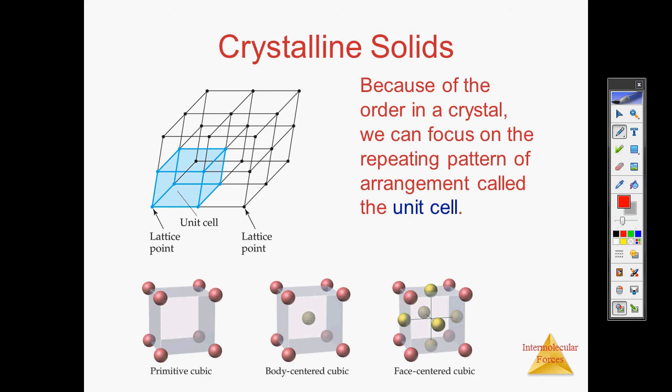Very simply put, a primitive cubic just has atoms on the corners. A body-centered cubic is going to have an atom in the middle, plus atoms on the corners. And then a face-centered cubic is going to have atoms in the middle of each face, along with the corners. Okay?